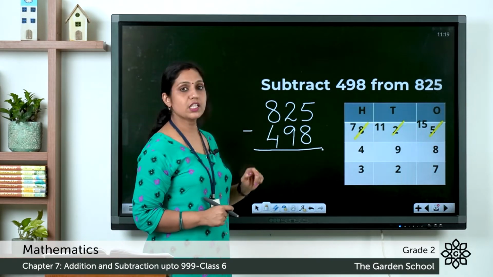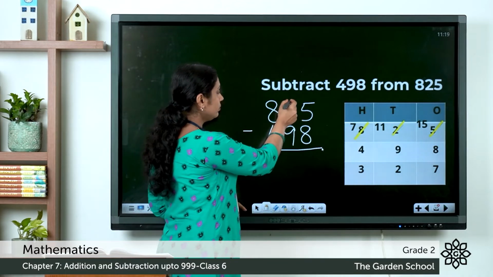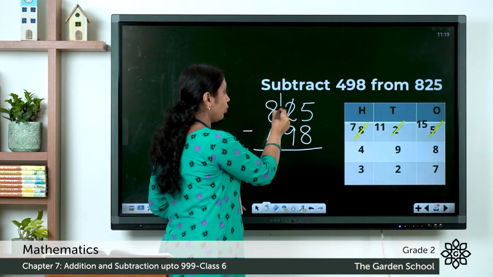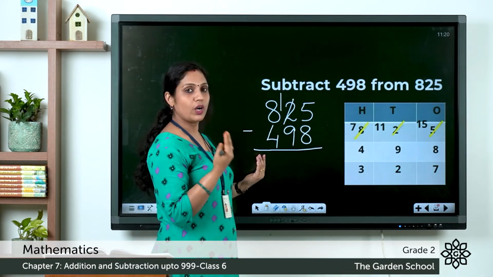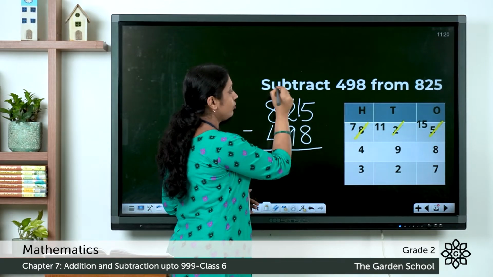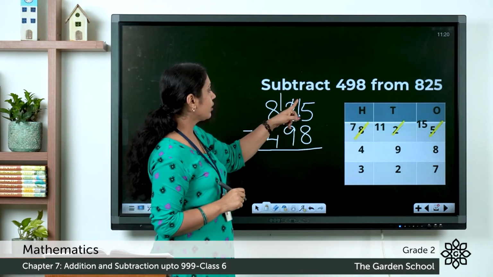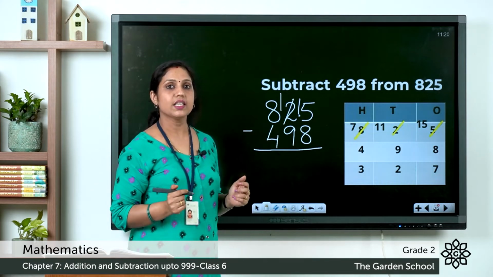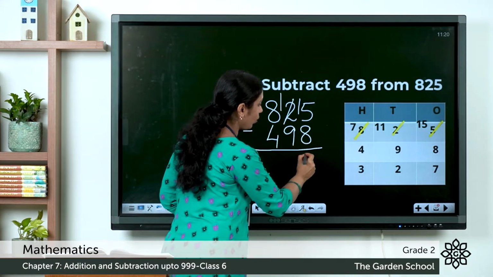In the tens place we have 2. So when we borrow from 2, here we can write 1, the previous number. The one which we borrowed will take to the ones place and 5 becomes 15. Now we can subtract 15 minus 8. So 15 minus 8 is 7. So write down under the ones place.